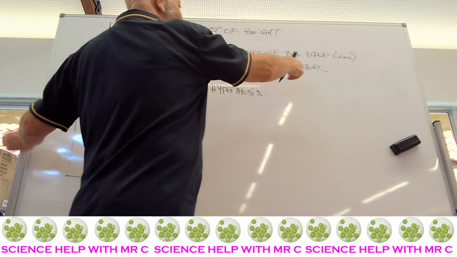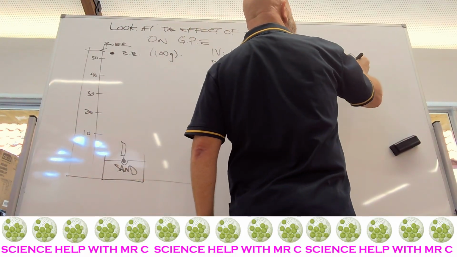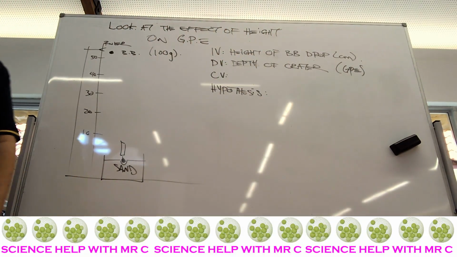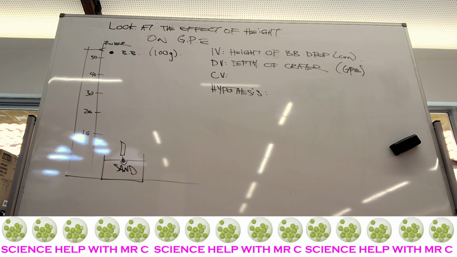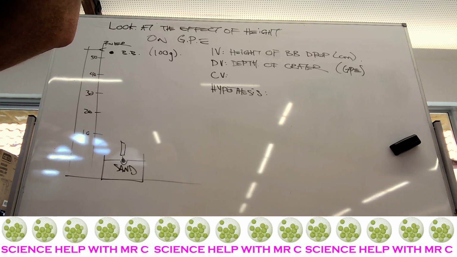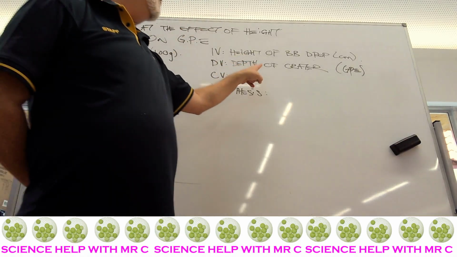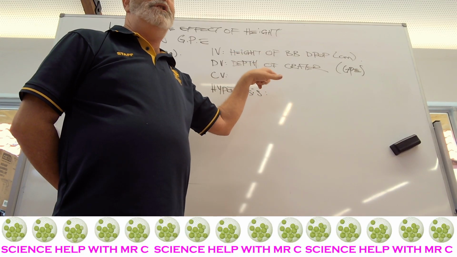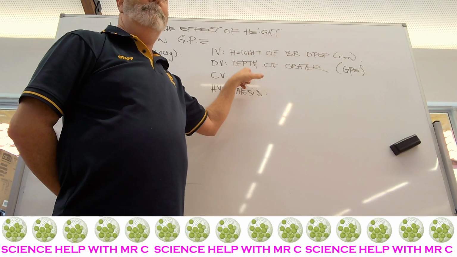Now this is an indication of GPE. Because the higher the amount of GPE, the more damage it's going to do to the sand. In the table that we draw up, in brackets do we put GPE? Because what you're going to be measuring is the depth, and then what we're going to do is talk about the relationship between GPE and the depth.